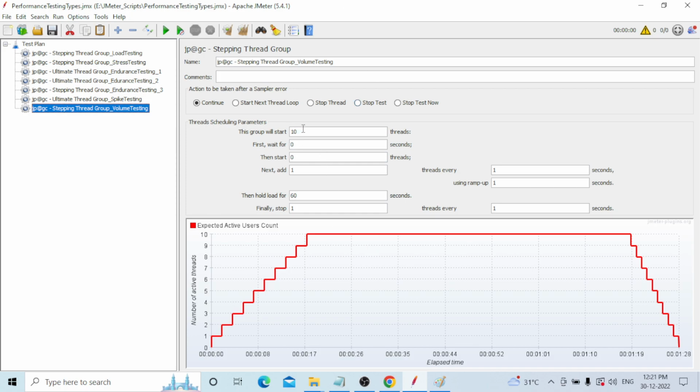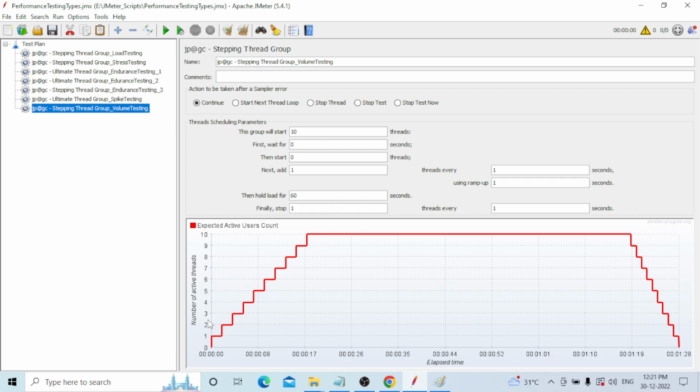It's very simple; I have taken only 10 users. There is no wait, then start: every 1 second, one user will be started, for a total of 10 users. One user comes to the running state every second. Ramp up I generally give as one, total 60 seconds, 1 minute only. It's a simple design, but based on your requirement you design it and run the same load testing type.